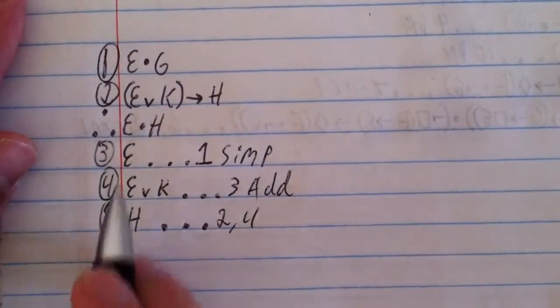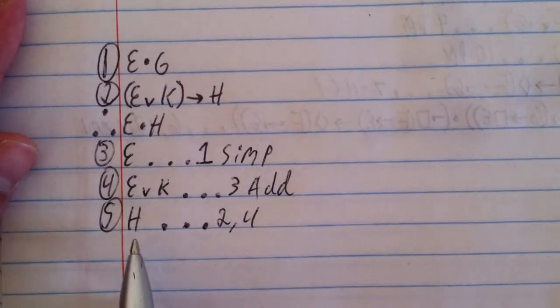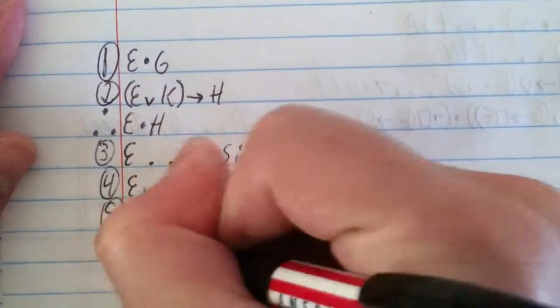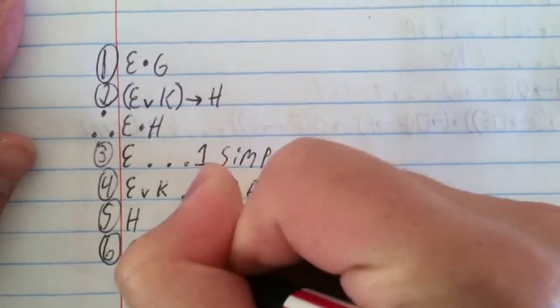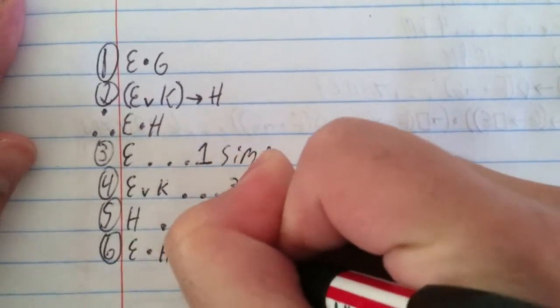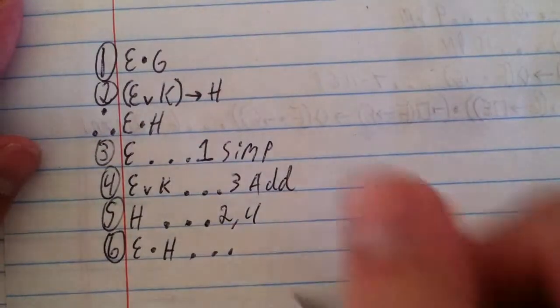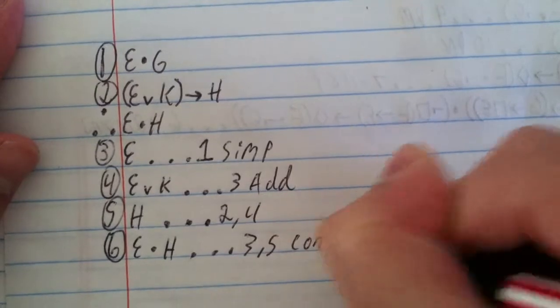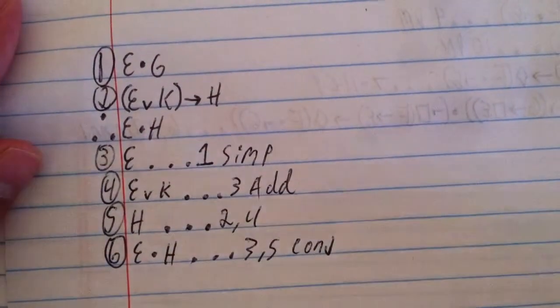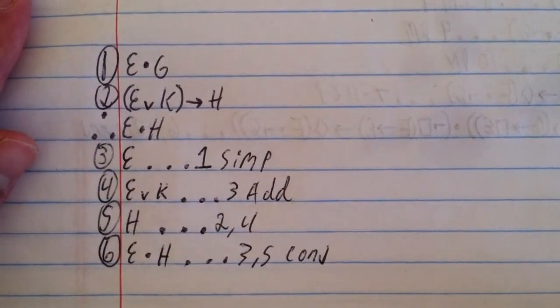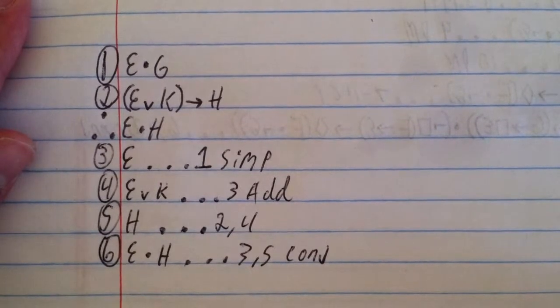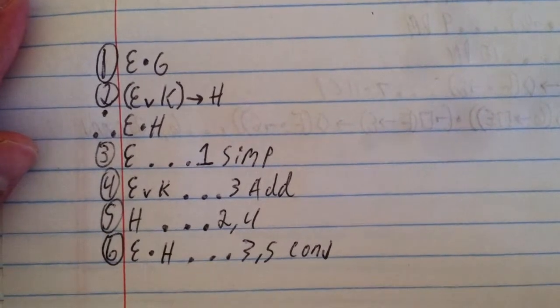And now look at that. We know E is the case. We know H is the case. Therefore, we know that E and H is the case. And we got that from lines 3 and 5 by conjunction. And there we go. We just proved that from the premises E and G, and 2, E or K implies H, that therefore E and H must both be true at the same time.